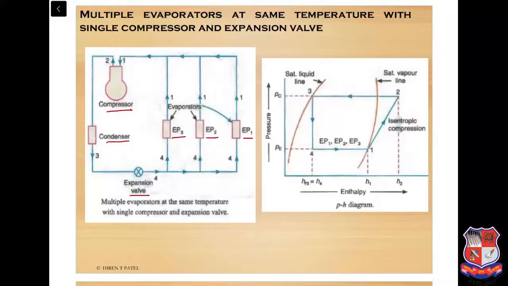Here, as we can see, there are 3 types of load, that is Q1, Q2 and Q3. Each and every load is on a different evaporator, but the required temperature is the same. We can also see it in the pH chart that only single compression is there, 1 to 2, and the cooling is 4 to 1, but it is in 3 different evaporators at the same temperature.